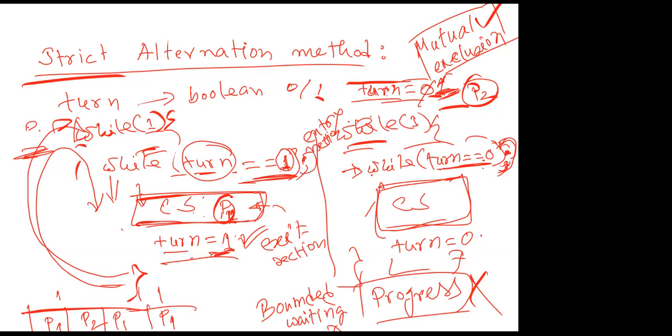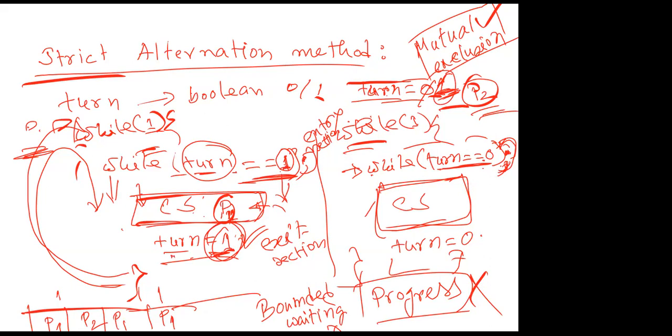P1 cannot enter this critical section because currently the turn value is 1. So it cannot enter this critical section until P2 completes its critical section. So here bounded waiting is guaranteed, because P2 has already shown interest.